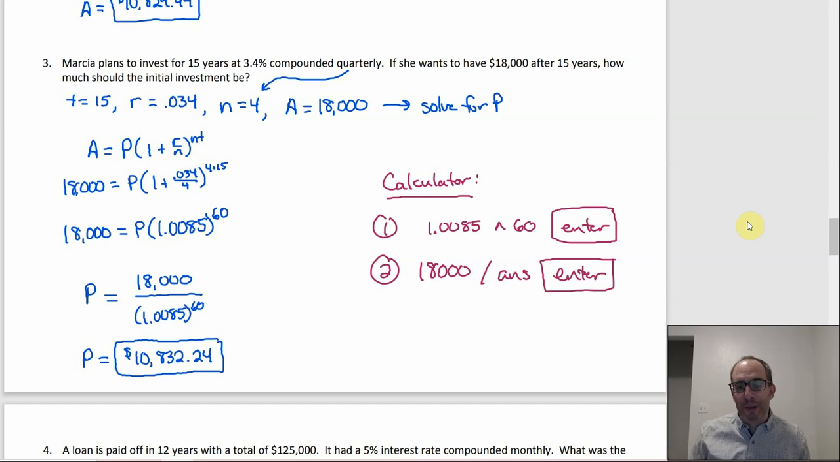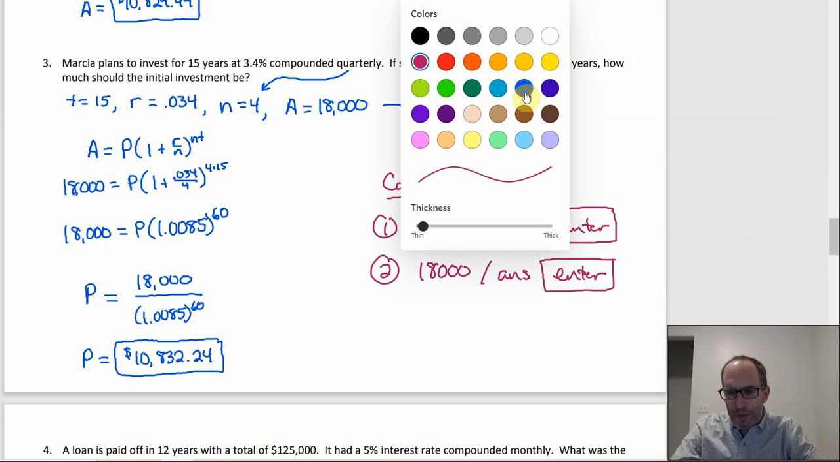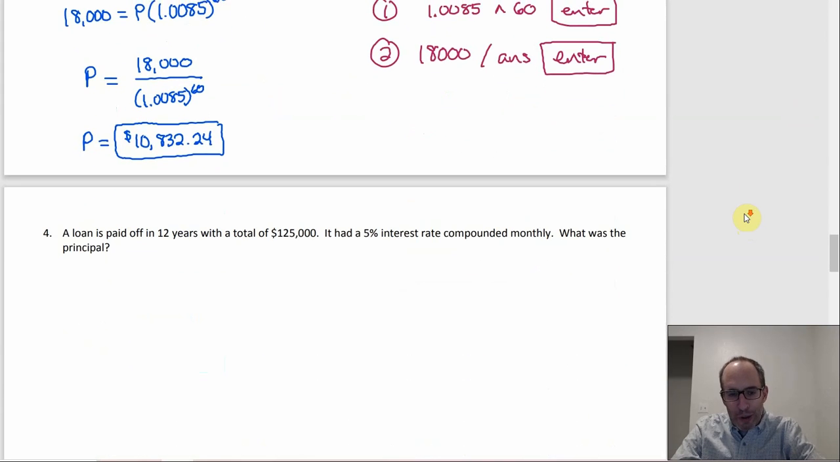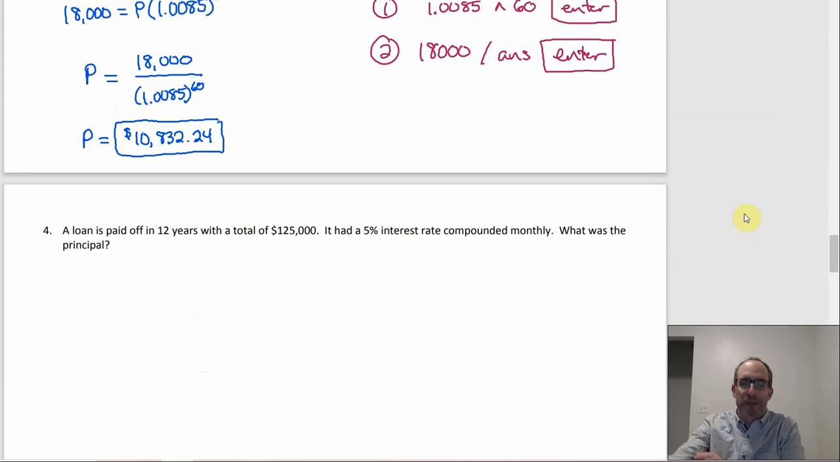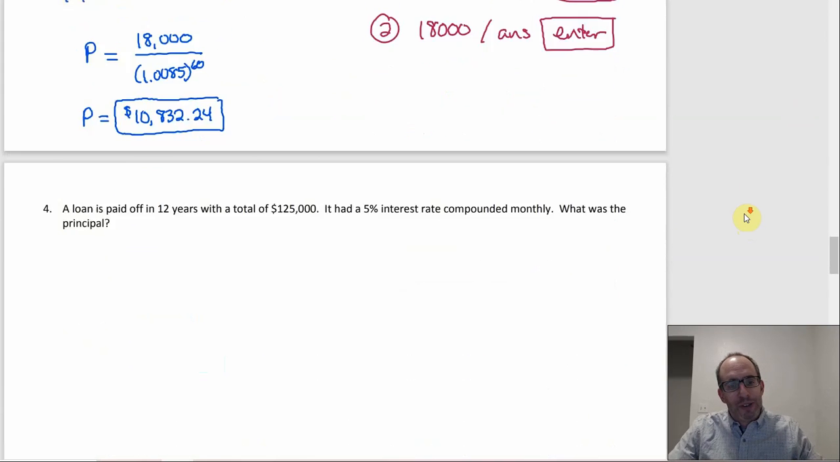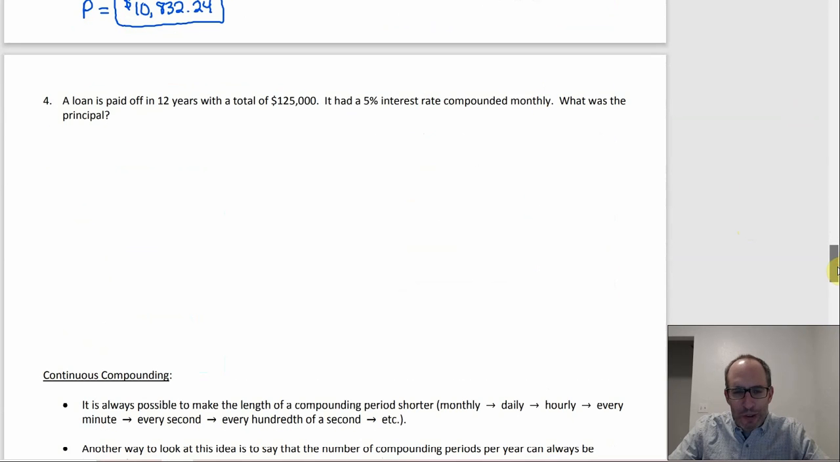And that should give you the right answer. All right, let's see, 4. One more example of this kind of thing. So with 4, it's phrased as being a loan instead of an investment, but you still basically do the same stuff. So a loan's paid off in 12 years with a total of $125,000, had a 5% interest rate compounded monthly. So we have to back solve for the principal again. So this is like 3, even though it's phrased as being a loan instead of an investment.